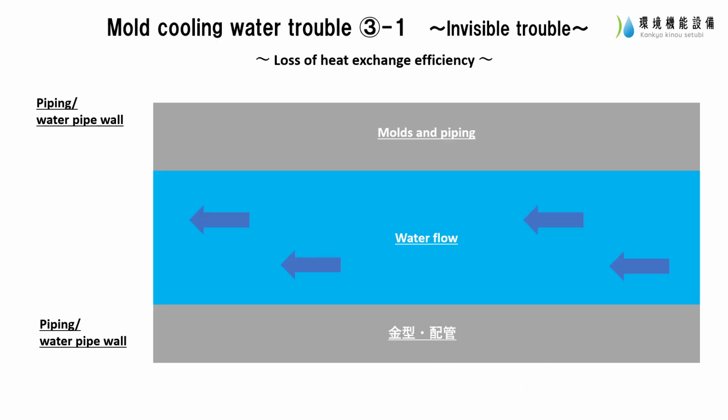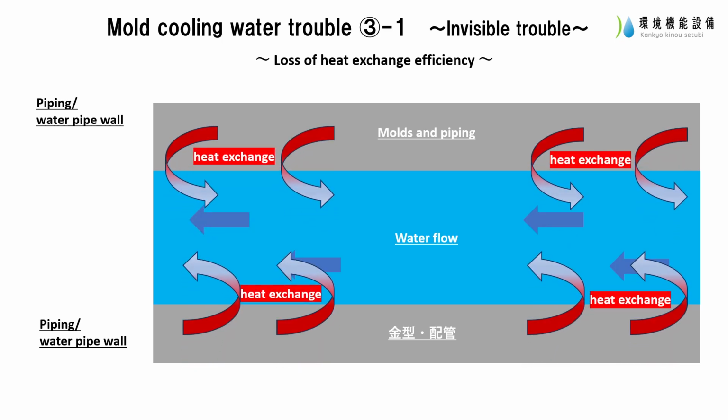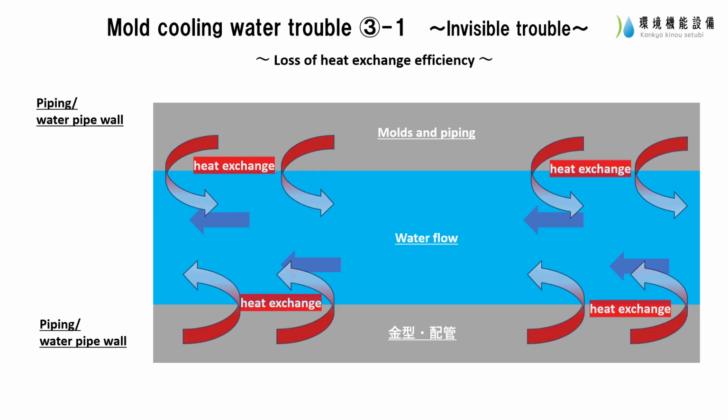From here on, we will take a closer look at parts that are hard to notice. In most cases, problems with mold cooling water occur inside the piping and water pipes. 1. I've illustrated what is happening inside the pipes and mold water pipes. Normally, inside the pipes and water pipes, there is a constant flow of water, hot water, due to the discharge pressure of chillers, temperature controllers, etc. Point 2. This water flow causes heat conduction within the mold, repeatedly cooling and warming the mold. This is the mold's heat exchange function.